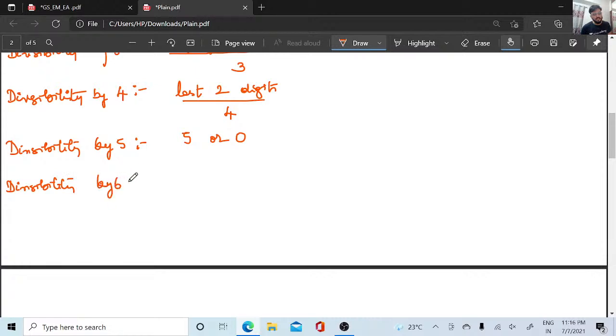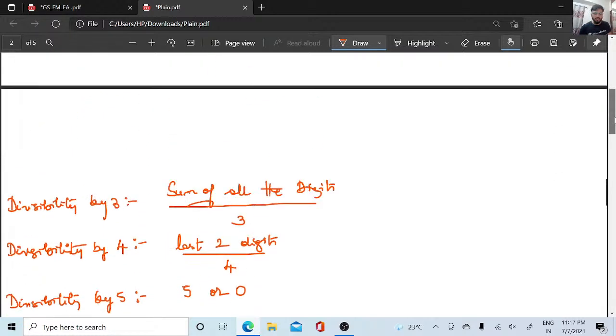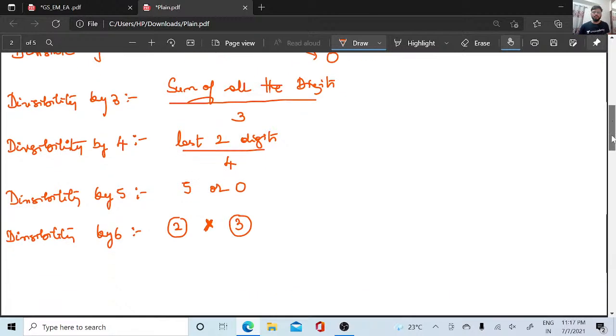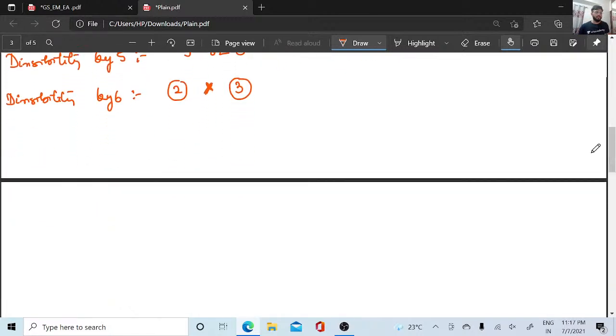Next, moving on to the divisibility by 6. How shall I find out the divisibility by 6? As you know, a number which is divisible by 6 has to be divisible by both 2 and 3. For 3, as I've already told you, it is the sum of all the digits divided by 3, and for 2, it is going to be the unit digit.